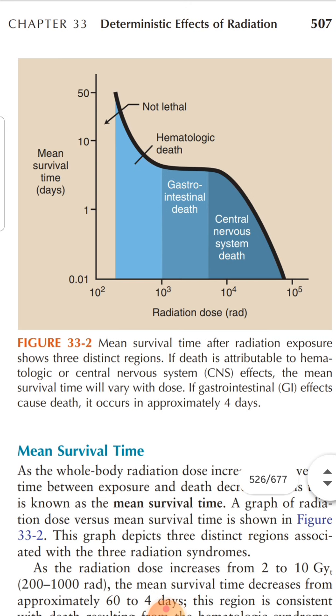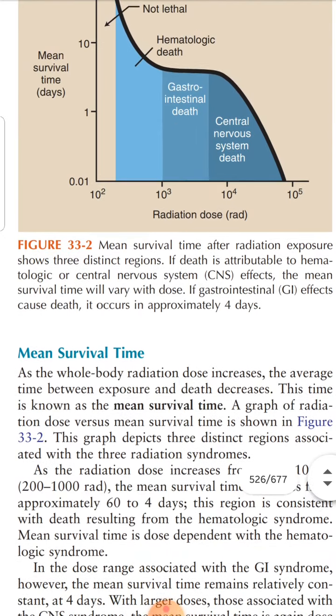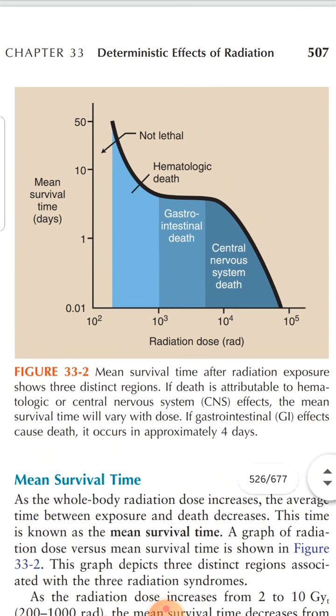So if we summarize this topic, by definition, this is the average time between the exposure and the death, and this will decrease as the dose increases. We have already discussed the three major syndromes that can cause death: hematological death, gastrointestinal death, and central nervous system death, and all these syndromes are dose dependent.